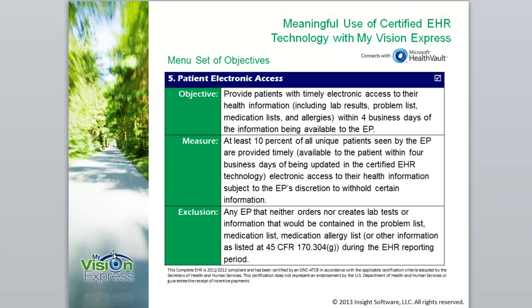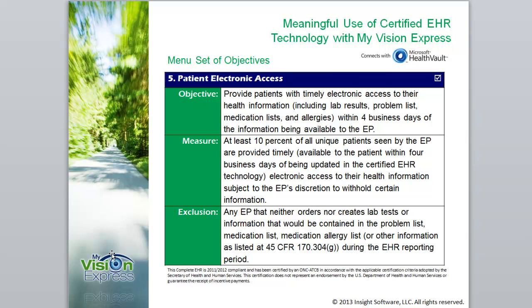Now, number 5 is patient electronic access. So this is relating to the CCD. This is not one of my favorites because it is causing more work for you guys. So the objective is providing patients with timely electronic access to their health information, including lab results, problem lists, medication lists, and allergies, within 4 business days of the information being available to the EP. So in other words, once the exam is created.